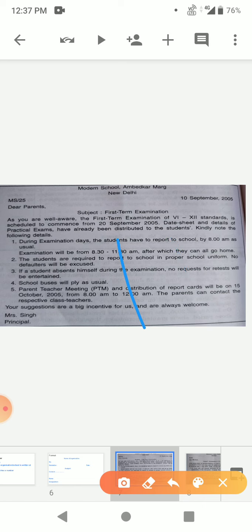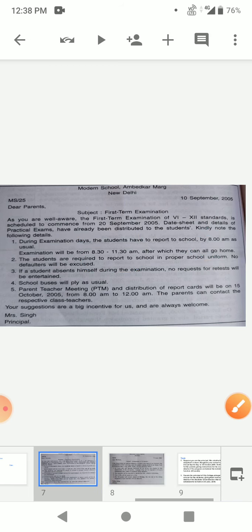But you have to keep in mind, for example, you are informing somebody about something, while mentioning the time you have to be very careful. For example, look, here it is written have to report to school 8 a.m. and exams will start 8:30. So a half an hour gap is between these two, so you have to keep in mind the timings.